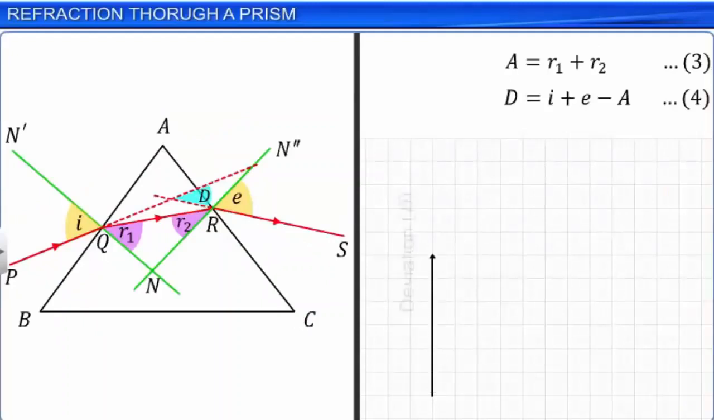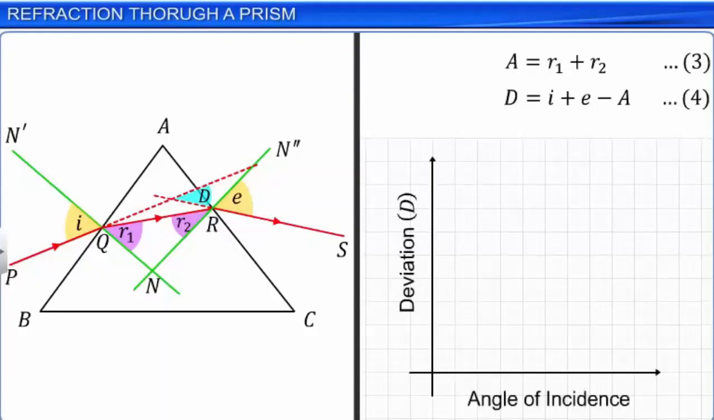If the variation of the angle of deviation is plotted against the angle of incidence, the graph is as shown. As the angle of incidence increases, the angle of deviation initially decreases, reaches a minimum value, and then increases. The minimum value of deviation is represented by dm and is known as the angle of minimum deviation. Hence, corresponding to any value of the angle of deviation other than dm, we have two angles of incidence.